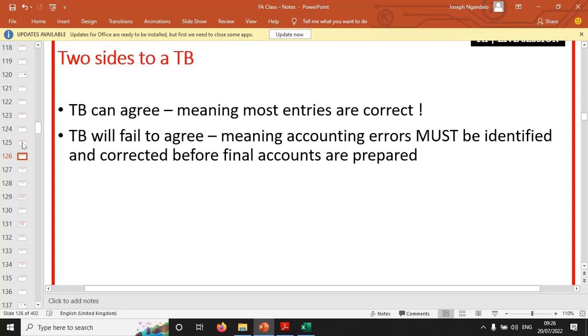So in this case, when your trial balance fails to agree, that is a sign that you have got errors in your accounts that need to be identified and corrected. By the way, we don't bring accounts full of errors to people. We don't wash dirty linen in public.